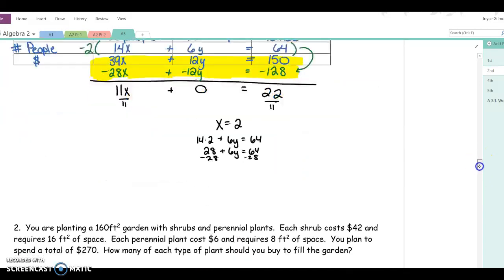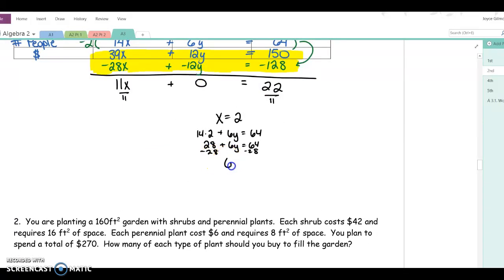What is 64 minus 28? Is that right? It is 36. Okay, making sure we did our mental math correctly.